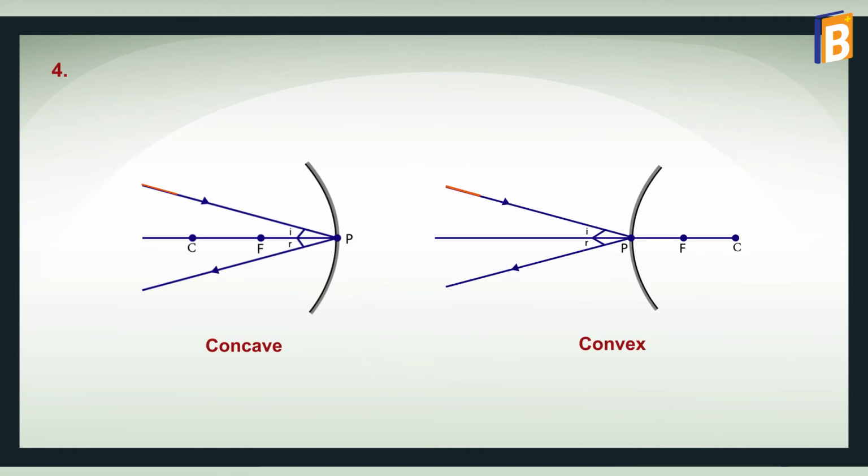Now let's see the fourth condition. If a ray is incident obliquely to the principal axis towards point P, which is the pole of the mirror, on the concave mirror or the convex mirror, it is reflected obliquely. The incident and the reflected rays follow the laws of reflection at the point of incidence, making equal angles with the principal axis.